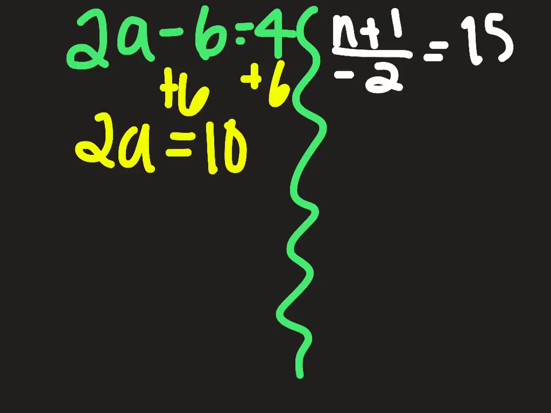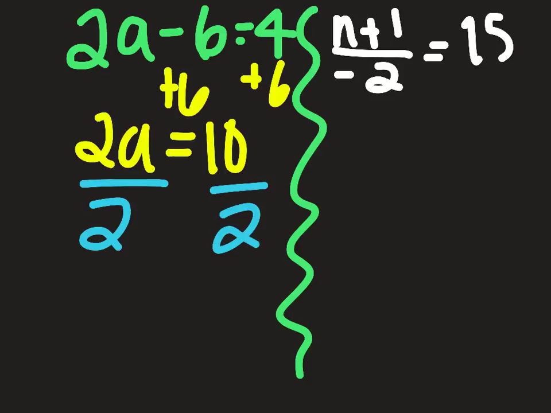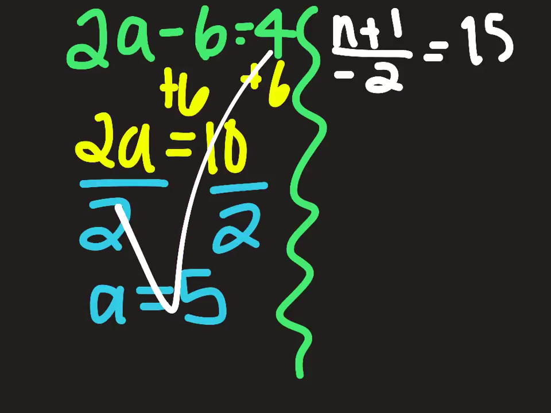Then, since it's multiplication, we have to divide. Don't divide by the a. Divide by 2. So then you get a equals 5. You plug it back in, and you get 2 times 5, which is 10. 10 minus 6 equals 4. So this checks out. Now the other side, go ahead and do that one, and when you're ready to check, unpause the video.